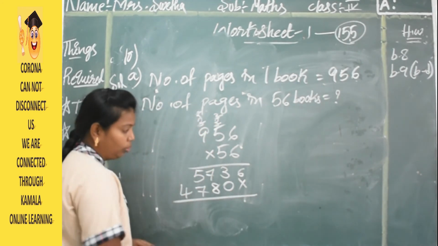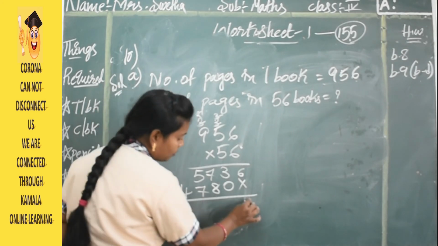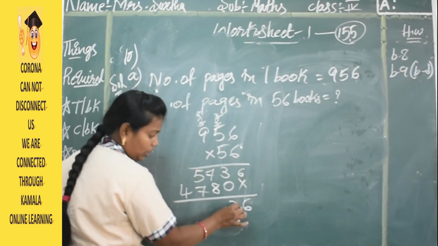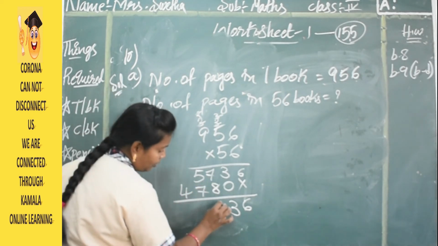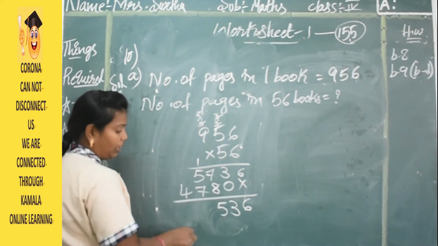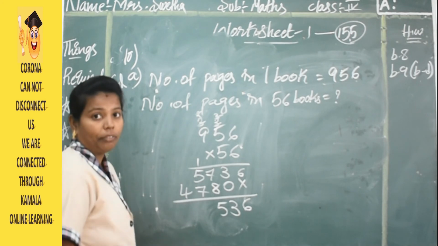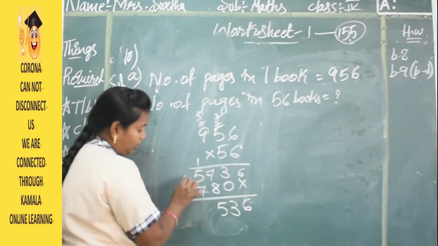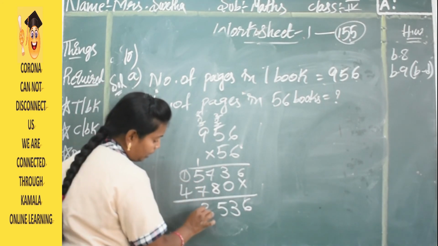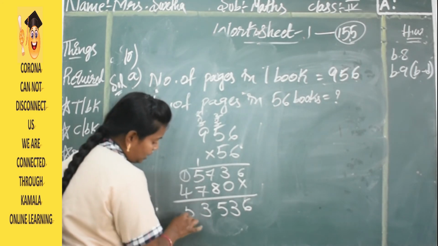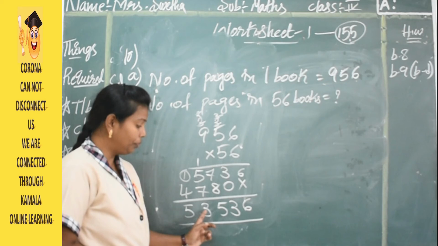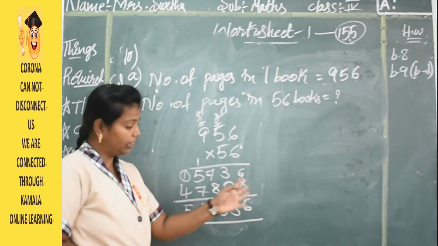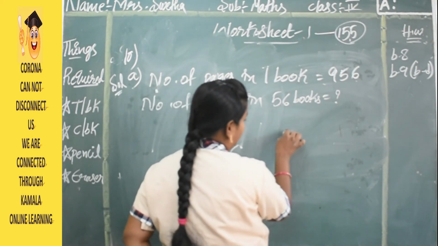Okay. Now do the addition of all the numbers. 6 here. 3 plus 0 is 3. 8 plus 7 is 15, 1 up, 5 down. 7 plus 5 is 12 plus 1 is 13. So 1 up, 3 down. 4 plus 1 is 5. So how many pages are there? It is 53,536 pages in 56 copies.